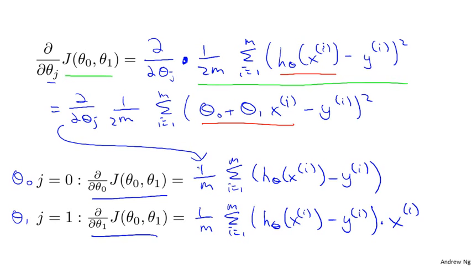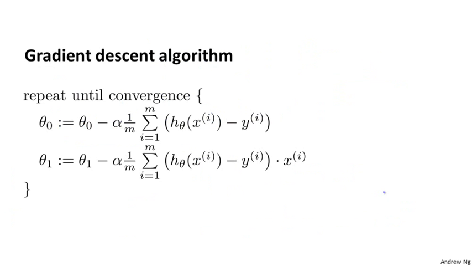But so, armed with these definitions, or armed with what we worked out to be the derivatives, which is really just the slope of the cost function J, we can now plug them back into our gradient descent algorithm. So here's gradient descent for linear regression, which is going to repeat until convergence. Theta 0 and theta 1 get updated as this thing minus alpha times the derivative term. So this term here. So here's our linear regression algorithm.